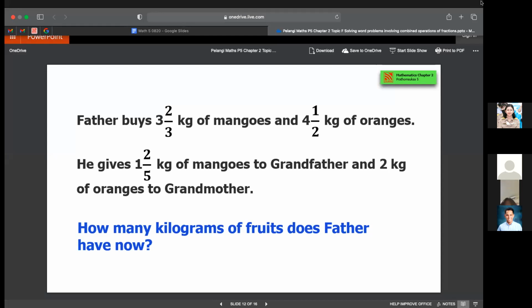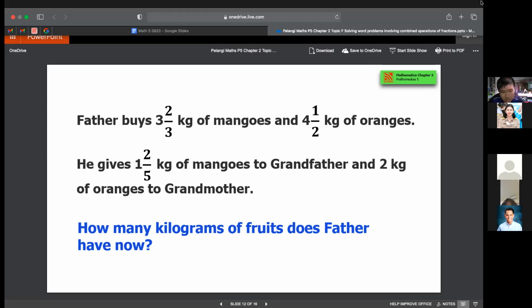While the mango and orange given to grandfather and grandmother is 2 plus 1 and 2/5. You have 3 and 2/5. 5 times 3 is 15 plus 2. You have 17/5. So your working will be 49/6 minus 17/5. Okay, so when you subtract this, make them 30. The LCM of 6 and 5 is 30.